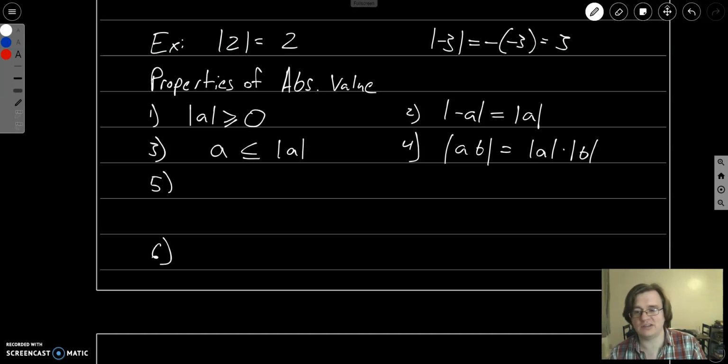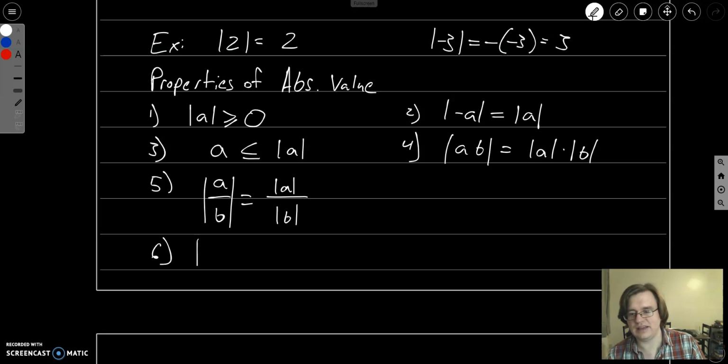Multiplication and division are actually very similar. So if I take a divided by b, and I'm taking the absolute value of the whole thing, I might as well just take the absolute value of a and the absolute value of b to begin with. Here, remember that we can't divide by 0, so b here should not be 0.